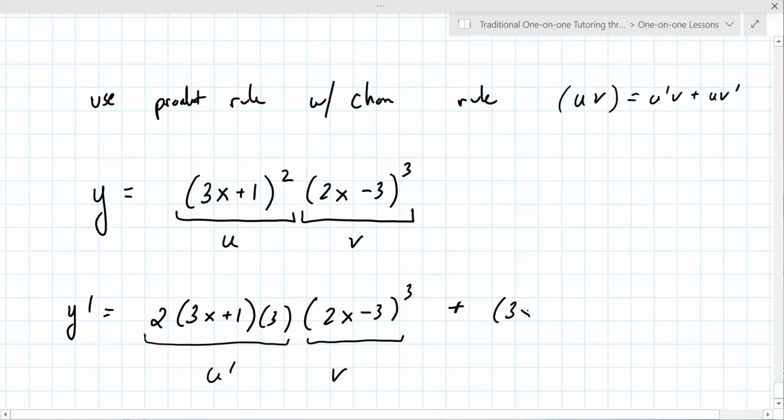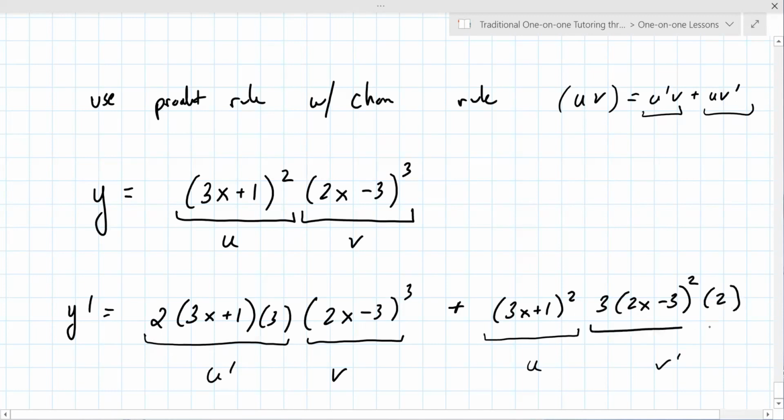So you're going to keep the 3x plus 1 squared. That's u. And you have to take the derivative of v. Well, there's two parts to it, right? There's part one and there's part two. So this right here is your u. You still need v prime. So your derivative of this is 2x minus 3 squared. Derivative of this is 2. Minus 2x minus 3, 2. Okay. Yes. That's it.